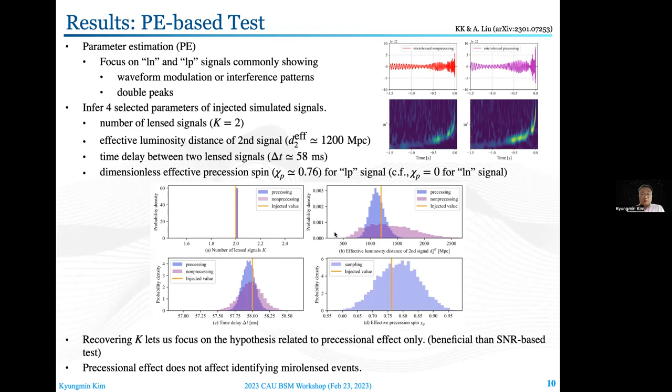So here are the resultant posteriors. We can see that the posteriors are distributed very well around the true values, and our method could properly estimate the true values. So we found that recovering K, the number of lensed signals, lets us focus on the hypotheses related only to the precession effect. It means that we only need to test two hypotheses, which is more beneficial than the SNR-based test. And we also found that the precession effect does not affect identifying microlensed events.